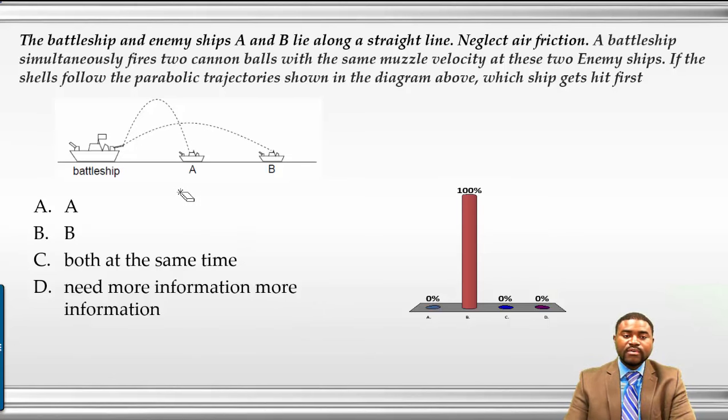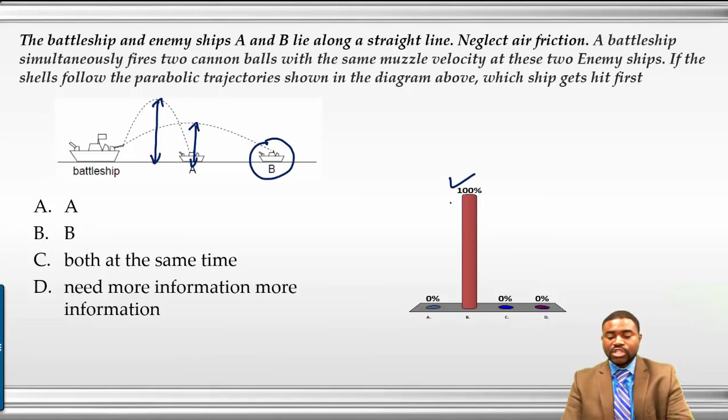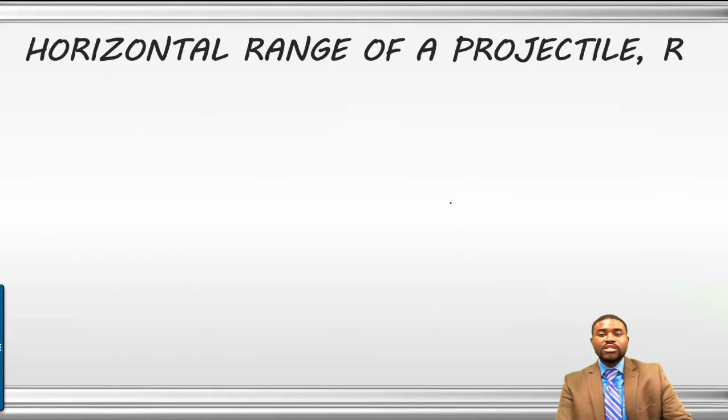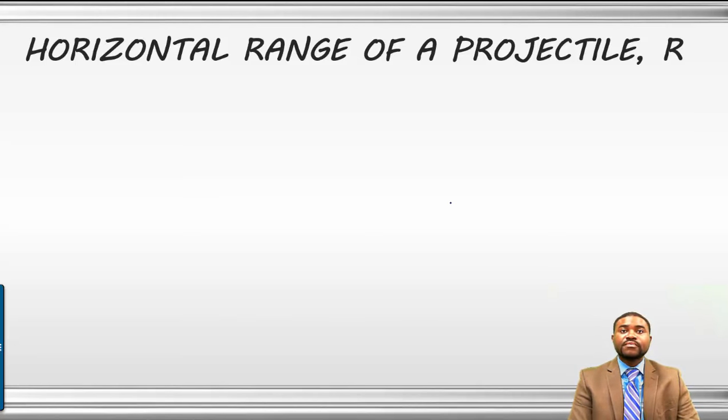That's great. Now, look up, everybody. The maximum height for A is way bigger than the maximum height for B. Therefore, B spends less time in air compared to A. As a result, ship A is hit first. No, sorry, ship B is hit first. So, great job. Let's look at the horizontal range.